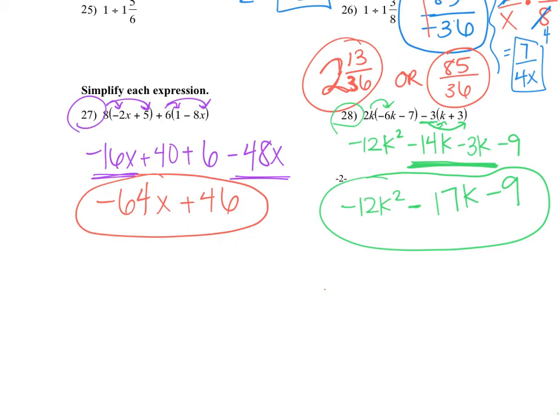Okay, I think you're okay on that section. So make sure you distribute and don't forget about your negatives, your rules. Moving on to the next section, it says solve each equation. So it's an equation because there is an equal sign.